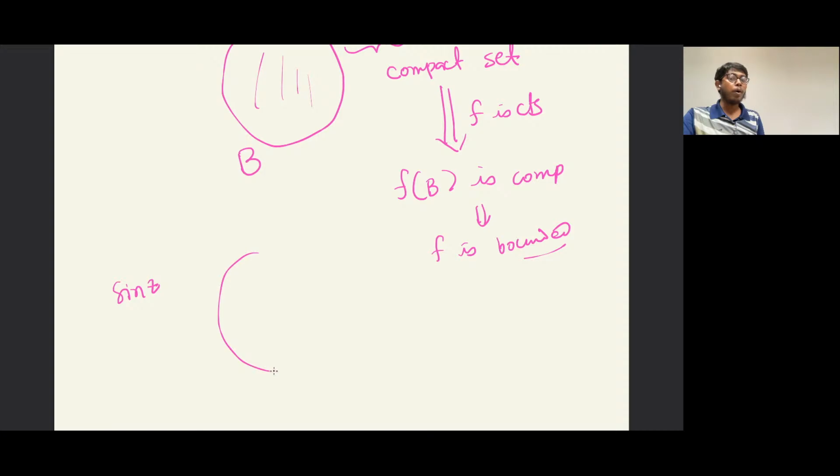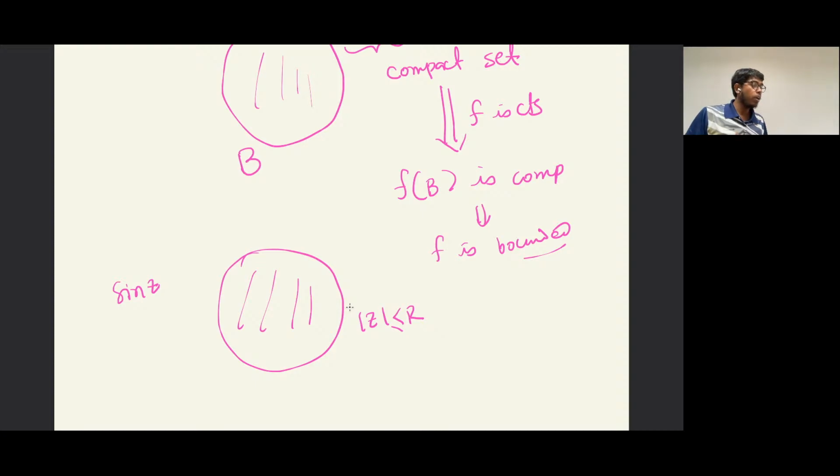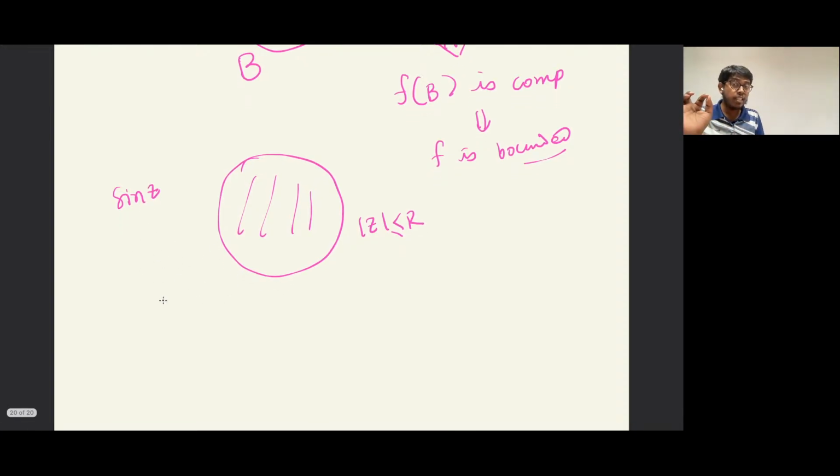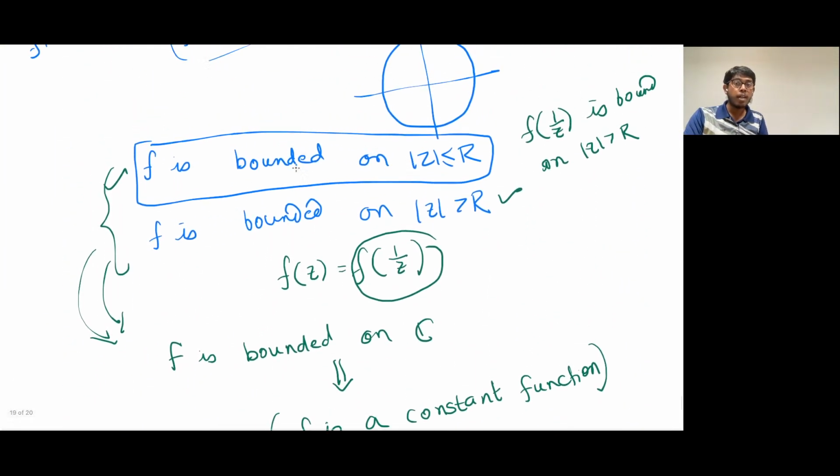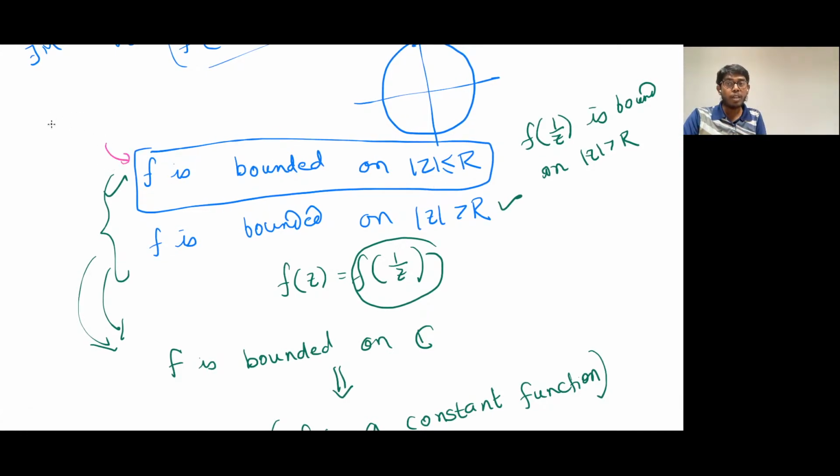For example, whatever example you gave, sin z is bounded on mod z less than or equal to R. Sin z is bounded in this. Even any analytic function, or any entire function, on a compact set is bounded, because that's not a property of an entire function, that's a property of a continuous function, that it sends a compact set to a compact set. So whenever we have a compact set, the image will be compact and hence it will be bounded. But I'm not saying that sin z is bounded on the whole of C. So the first line that I wrote here, that f is bounded on mod z less than R, is because f is a continuous function and mod z less than R is a compact set.